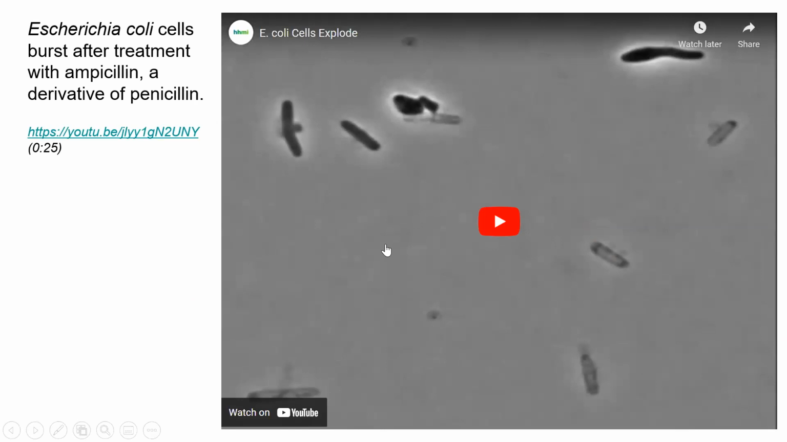And this is better than the one I had. The previous one I had was cool because it had sound effects. Unfortunately, this one does not, but I'll play this for you. And what you're going to see is growing E. coli cells treated with ampicillin, which is a type of penicillin.